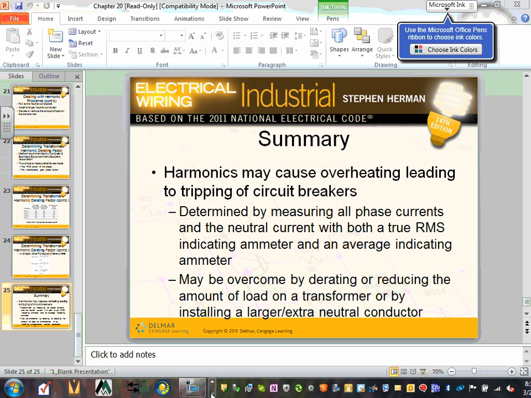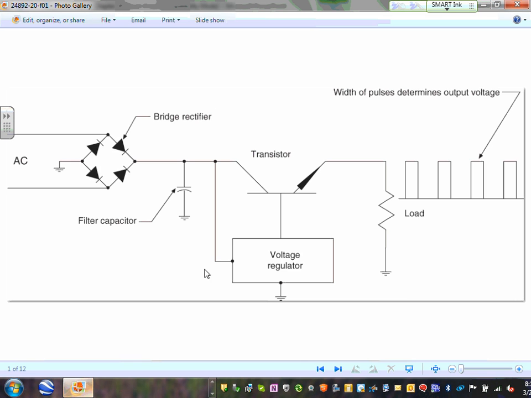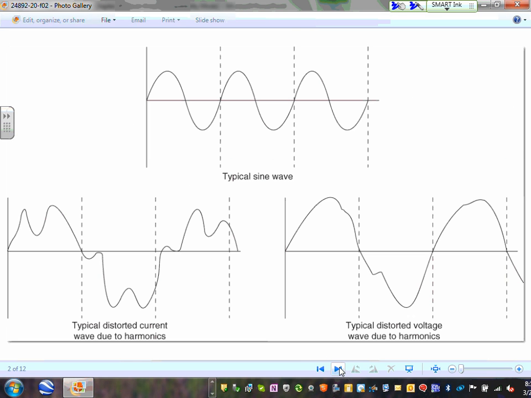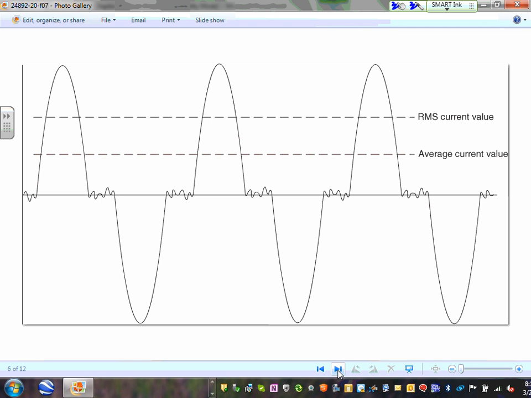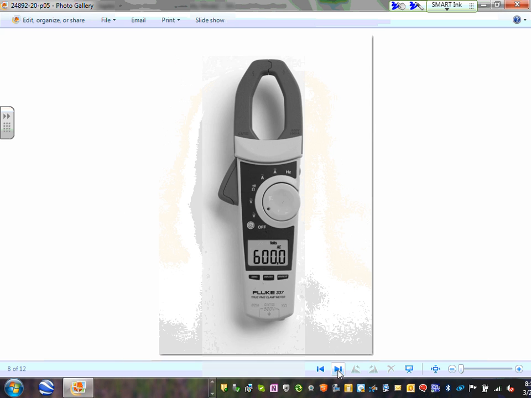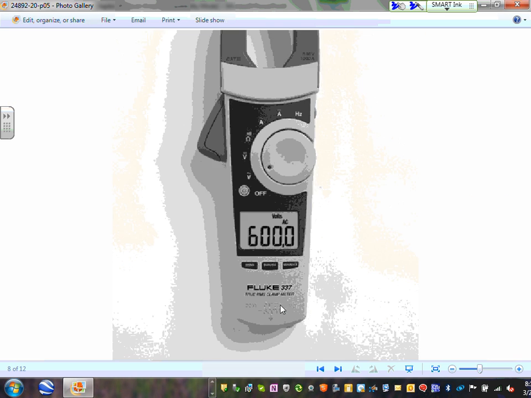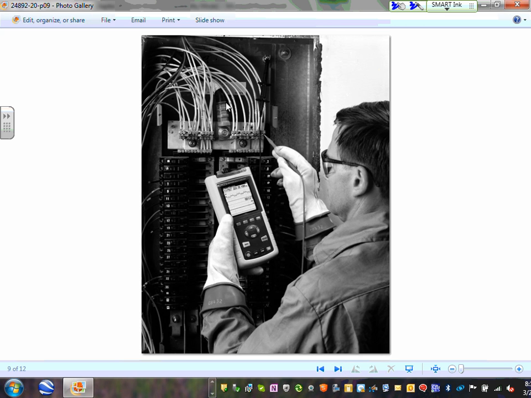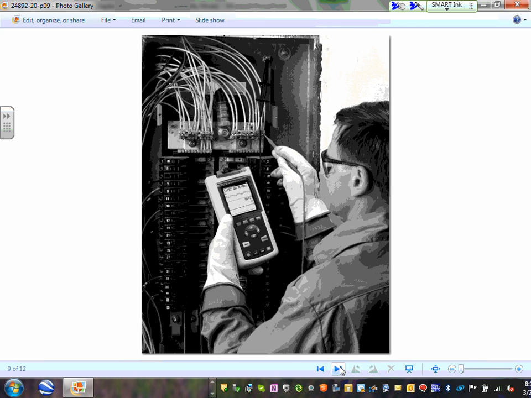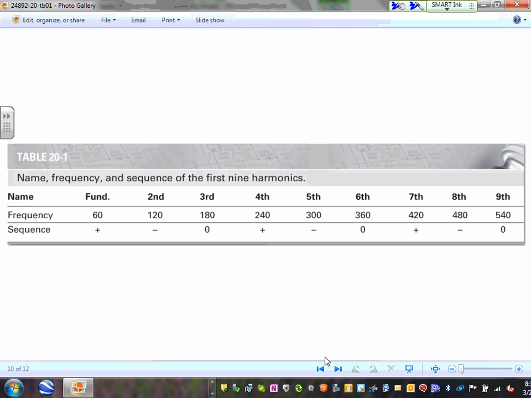Okay, let me see if I forgot something, guys. So we got the offenders, we got the signals. I wanted to show you something here. Here's my neutral. Here's that meter that you can use for measurement, Fluke, RMS and what not. This is what some of you are going to be doing.